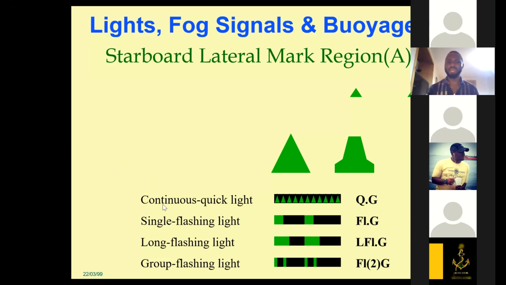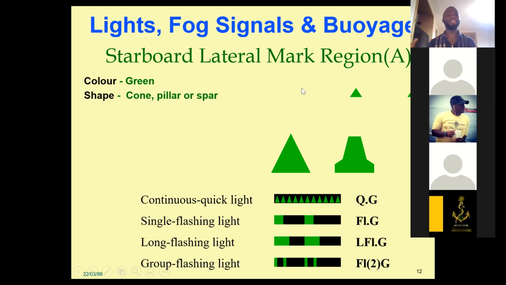What is the shape of a starboard lateral mark? The color is green for region A. For region B, it's the opposite, it's red. And I'll state that again. For region A, your starboard lateral mark is green. But for region B, it's red.